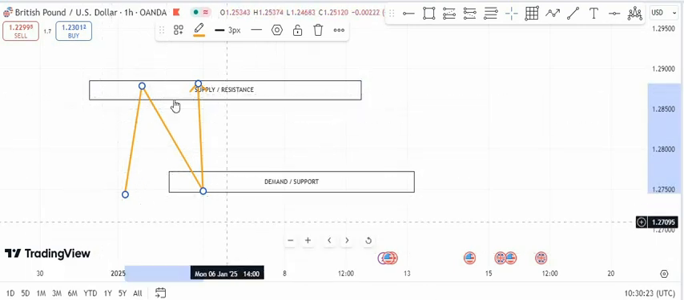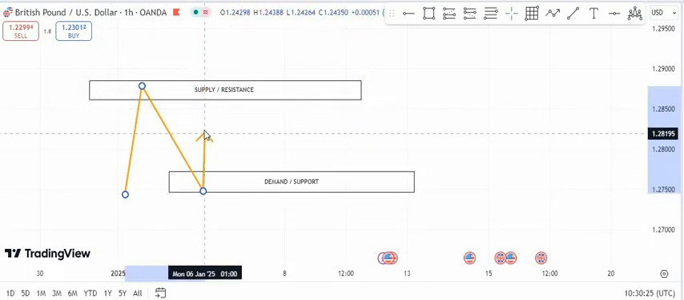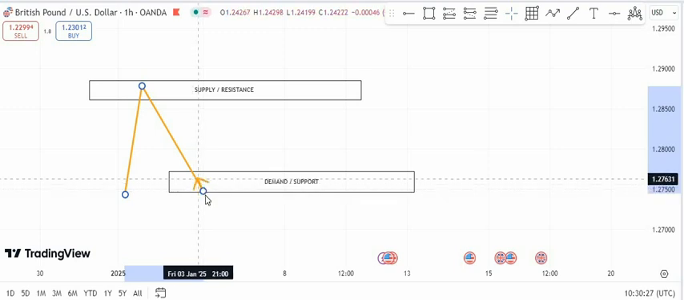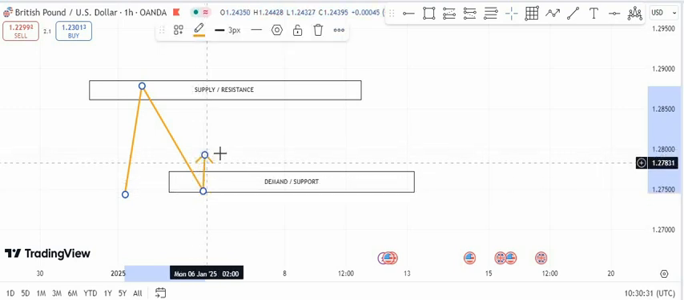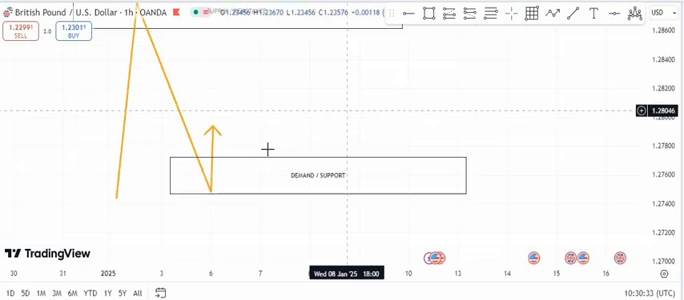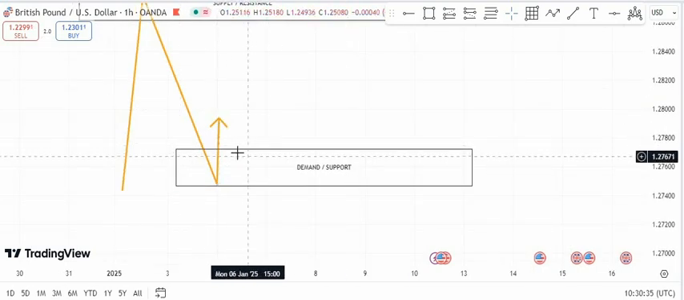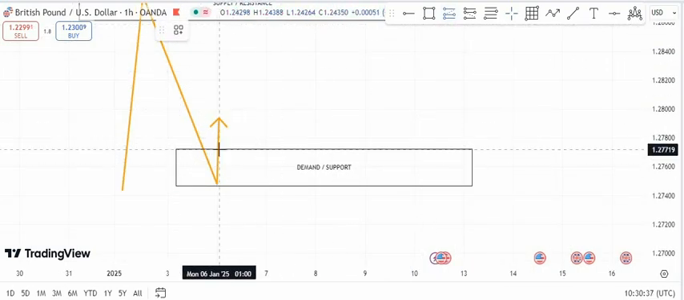Supply and demand level. Now, let's say we notice market starts moving up from this zone. Now we can immediately enter the market when we have a what? A break above this demand level. That means buyers are already in the game.